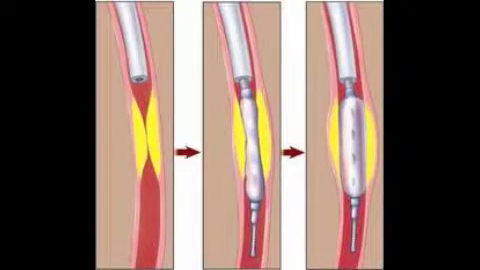The first option an interventionalist has is called drug-eluting ballooning. This is done when a physician feels as though a stent is not necessary. As you can see in the picture, it's done in three steps. First, the artery is accessed, a balloon is deployed, and then the balloon is expanded.